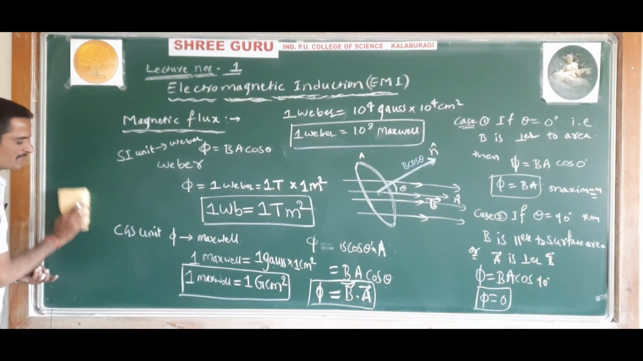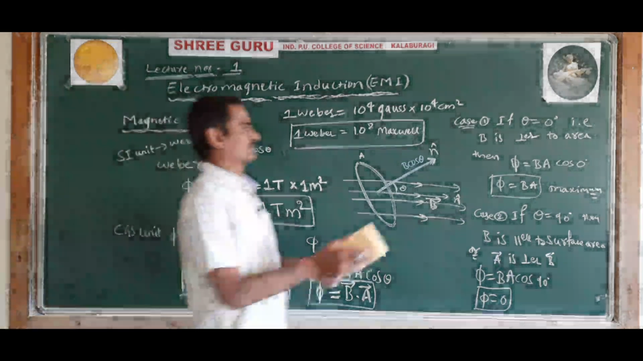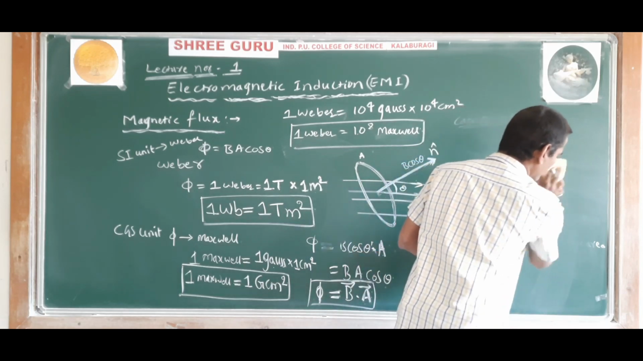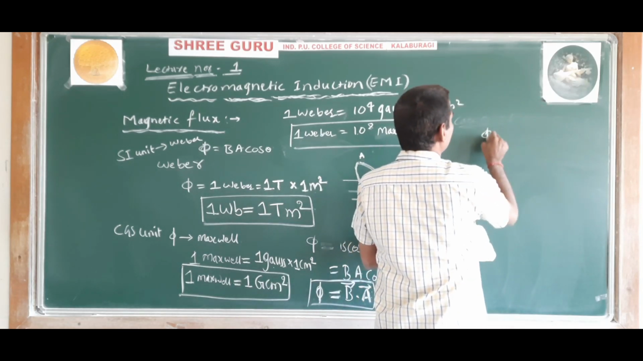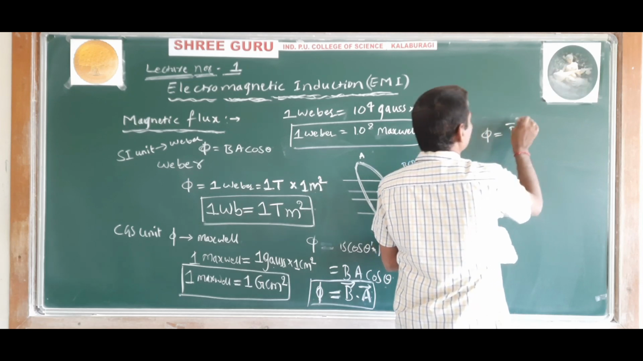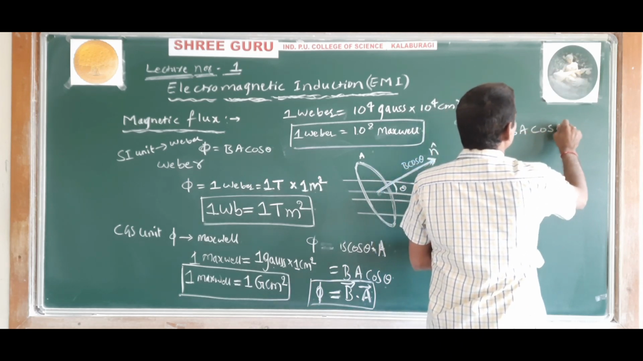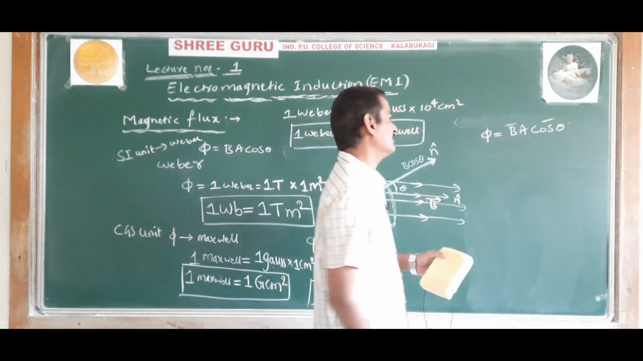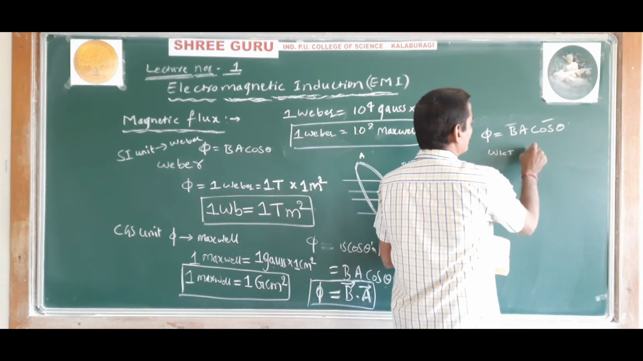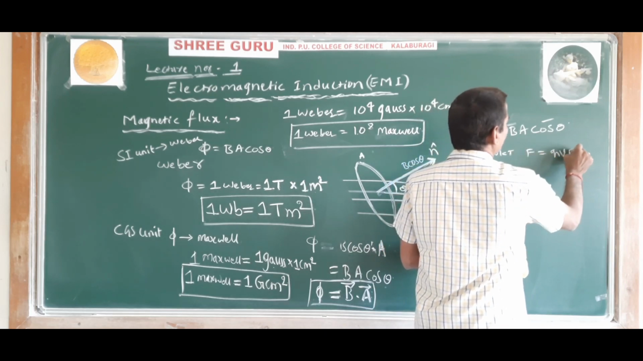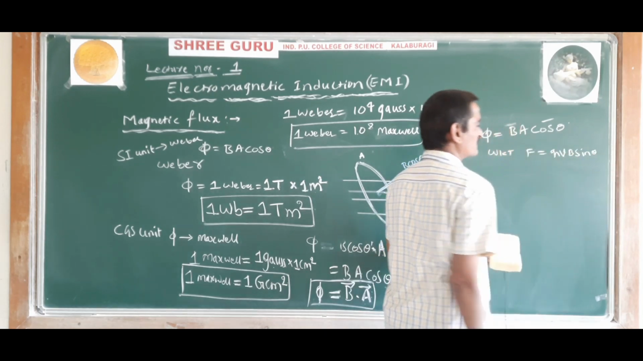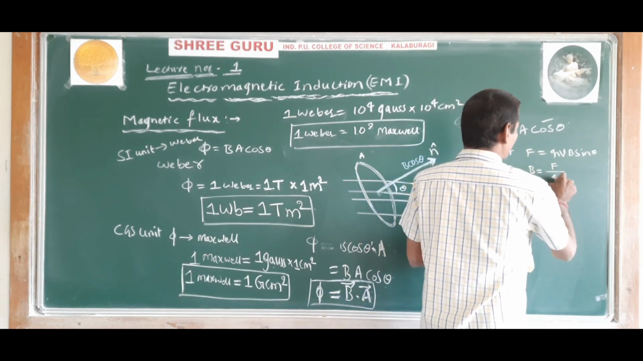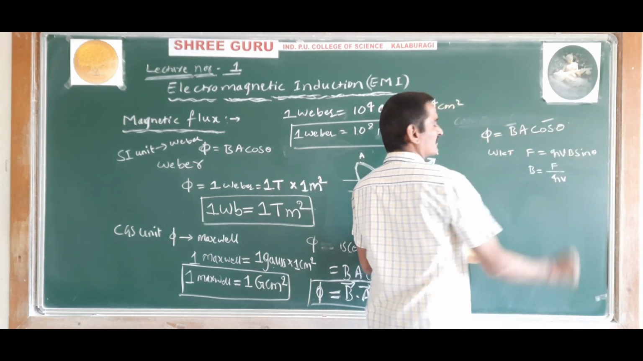Okay. So now the dimension of magnetic flux. How to write it? Phi is equal to B A cos theta. Cos theta is dimensionless, leave it. And for the magnetic field B, we know the formula F is equal to Q V B sin theta. So you can write B is equal to F divided by Q V. Leave that sin theta and cos theta, we want dimension.